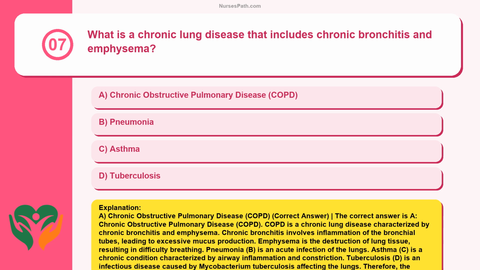Pneumonia, B, is an acute infection of the lungs. Asthma, C, is a chronic condition characterized by airway inflammation and constriction. Tuberculosis, D, is an infectious disease caused by Mycobacterium tuberculosis affecting the lungs. Therefore, the correct answer is A, as it specifically encompasses chronic bronchitis and emphysema, distinguishing it from the other options.